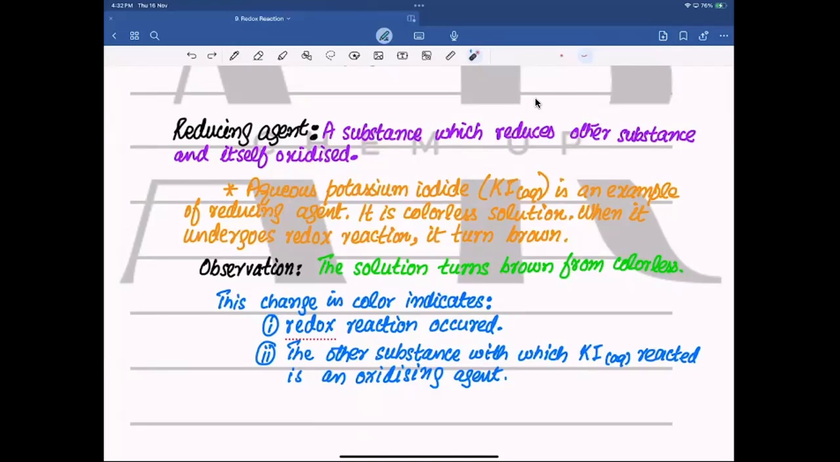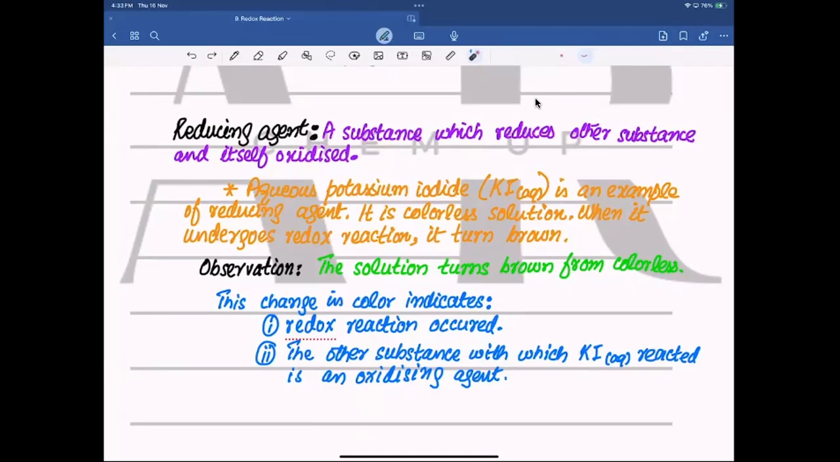So let me ask you a question. We have potassium iodide in one test tube, and in the other test tube, we have potassium permanganate. The test tube containing potassium iodide, what was its color? Colorless. And the test tube containing potassium permanganate, its color is purple. Now I poured the potassium iodide into potassium permanganate. Then what color change is seen? Brown, because it decolorizes and the colorless solution turns brown. So the color change will be brown.